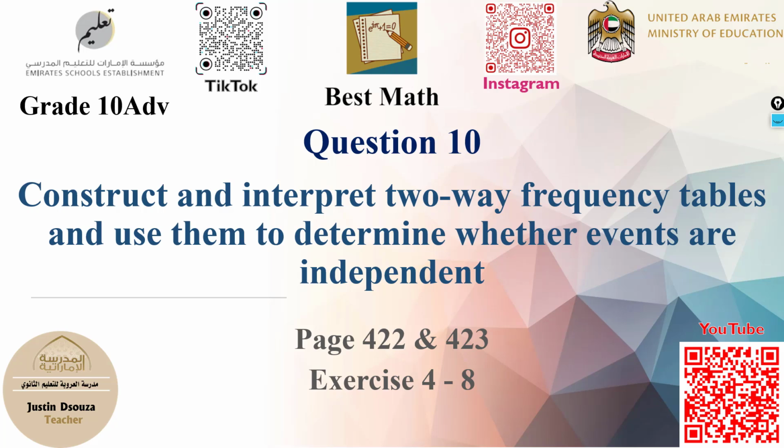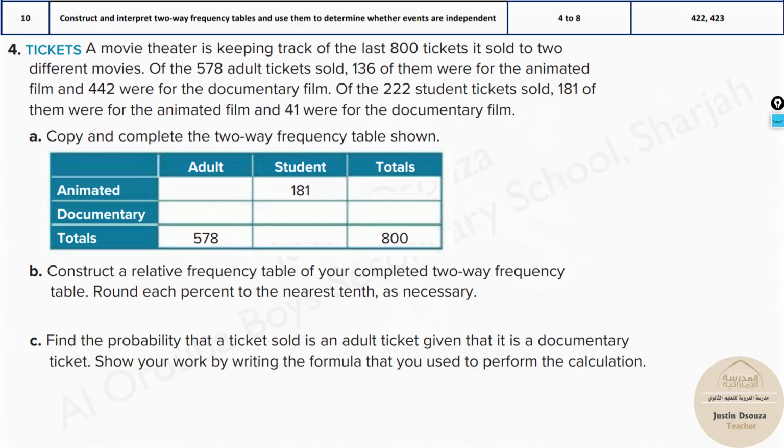In this video, we will learn how to construct and interpret two-way frequency tables. It's about movie tickets. A movie theater is keeping track of the last 800 tickets it sold to two different movies. Of the 578 adult tickets sold, 136 of them were for the animated film and 442 were for the documentary film.